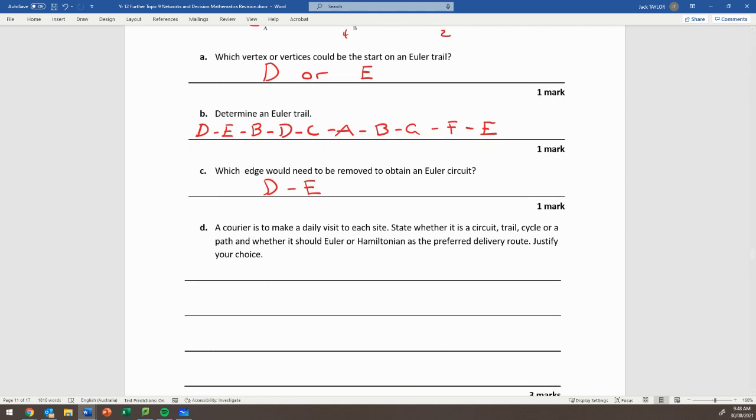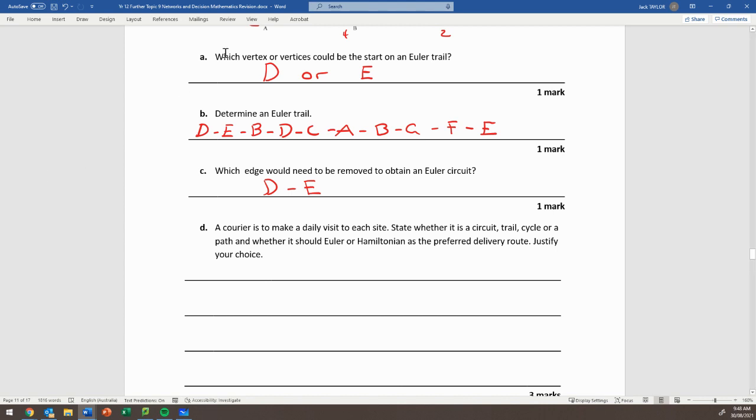A courier is to make a daily visit to each site, state whether it is a circuit, trail, cycle, or a path, and whether it should be Euler or Hamiltonian as the preferred delivery route. Justify your choice. So we're not even actually having to calculate or work out any paths or anything here. We just have to determine which is most appropriate.